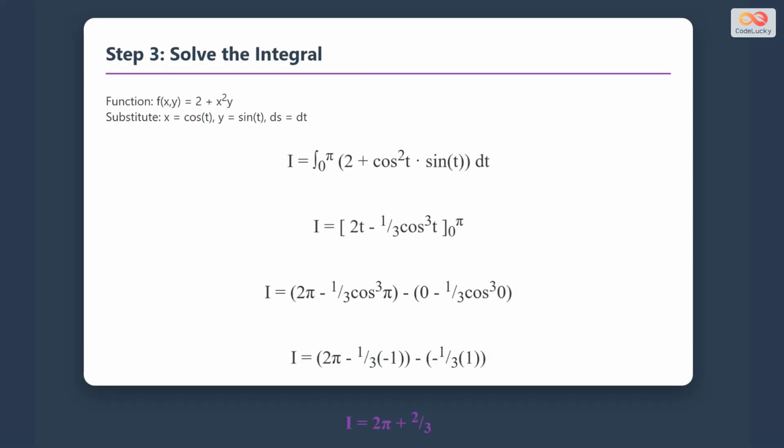Finally, we set up the integral. We replace x with cosine t, y with sine t, and ds with 1 dt. We then integrate from 0 to pi. The integral of cosine squared t times sine t can be solved with a simple u substitution. After evaluating the bounds, we get a final answer of 2 pi plus 2/3.